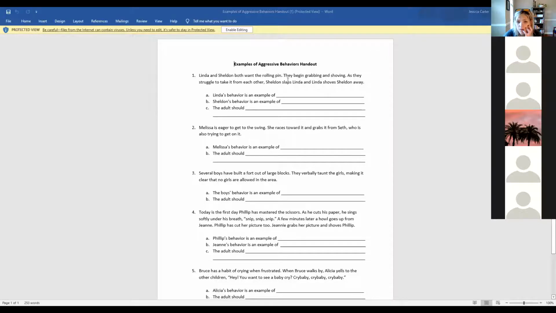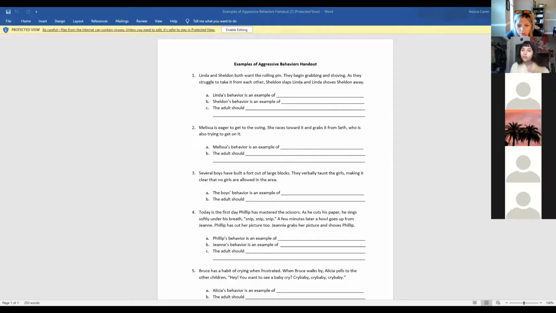Mm-hmm. And what do you think about Sheldon's? Oh, his is instrumental. Yeah, I would agree with that. So I have a question. Yes. Can you explain to me why Linda would be considered hostile versus just a consequence to being slapped? So, well, a hostile is with an intent to hurt the other child, right?